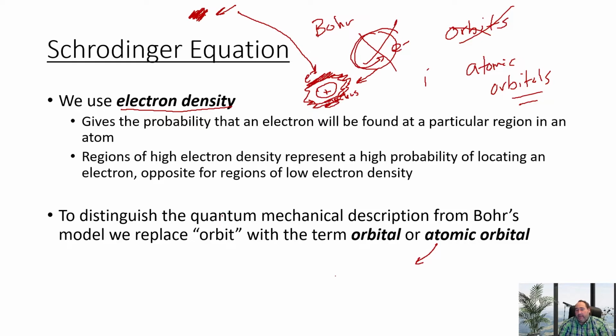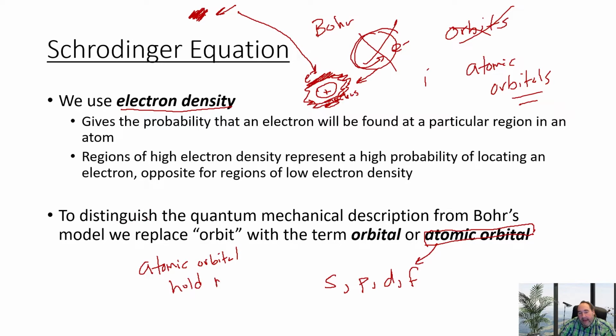And within an atom, we'll talk about each of these individually. There are s orbitals, p orbitals, d orbitals, and f orbitals. And these, again, are probability maps and locations of where we could find electrons within an atom. Now, any atomic orbital was found to hold a maximum of 2 electrons. So any individual atomic orbital could hold a maximum of 2 electrons.